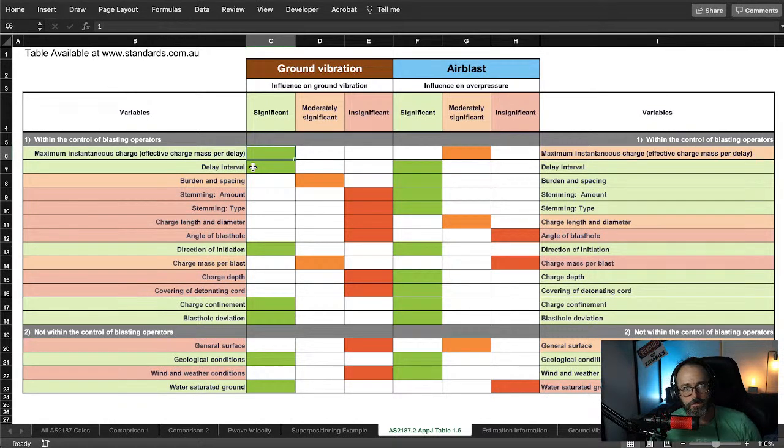We can reduce the confinement. Oh, so we could put in less stemming, more air. That might be a good idea. And we can fire it away.